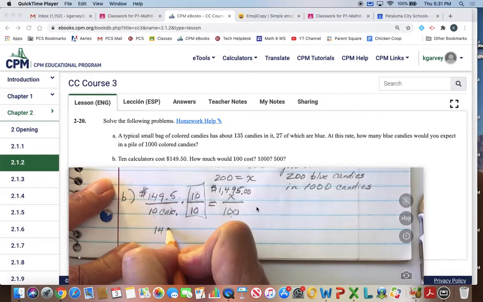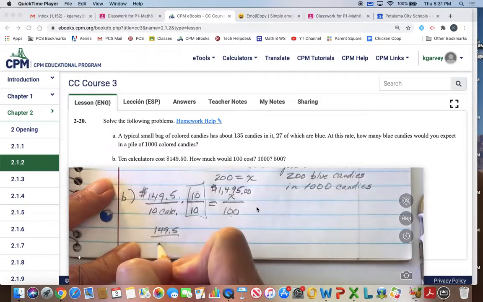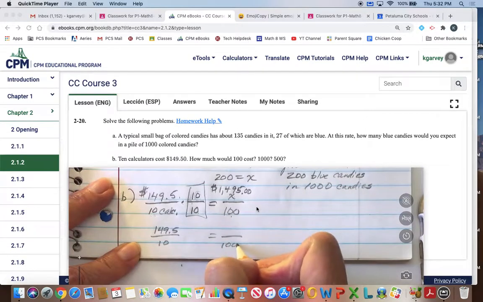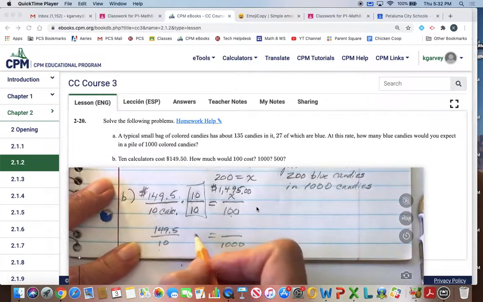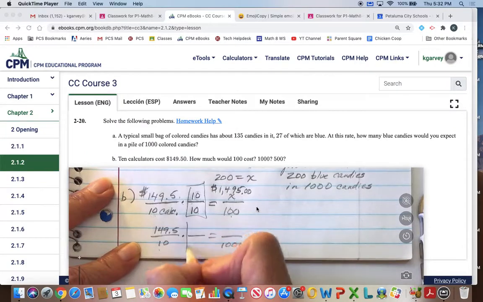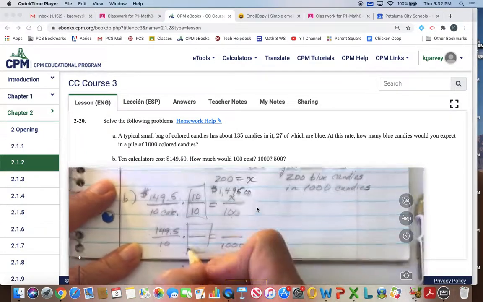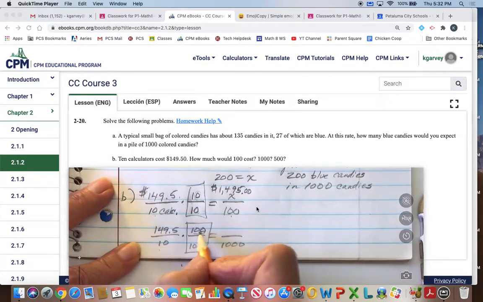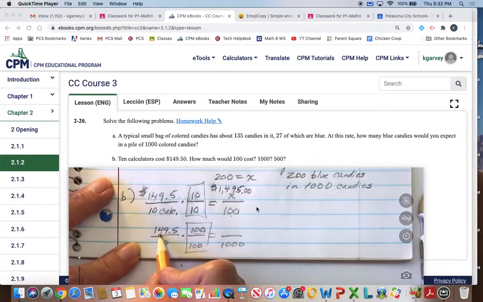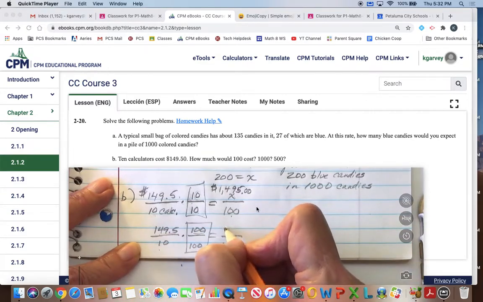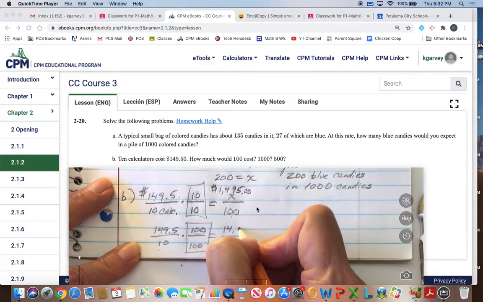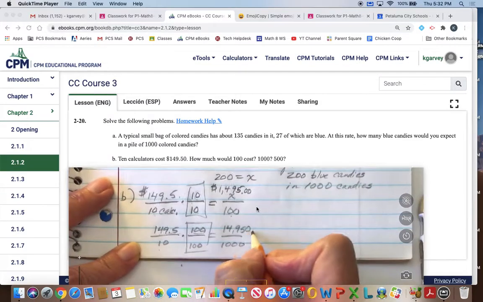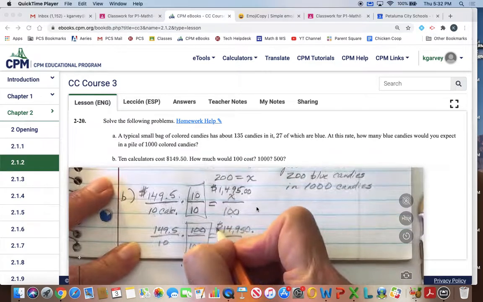If you've got this ratio here for 10, and you're trying to get to 1,000, 10 times 100 will equal 1,000. So you'd put 100 on the bottom, 100 on the top, and then this is going to move this 2 place values. So this time it's going to be 14,950 because we moved the decimal point 2 places back.